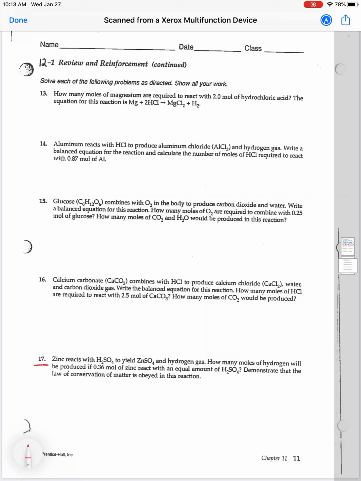How many moles of hydrogen will be produced if 0.36 moles of zinc react with an equal amount of H2SO4? Demonstrate that the law of conservation of matter is obeyed in this reaction. We are going to cross off this demonstrate that the law of conservation of matter is obeyed. You don't have to answer that part. And I'm also going to modify and give you some freedom on this.